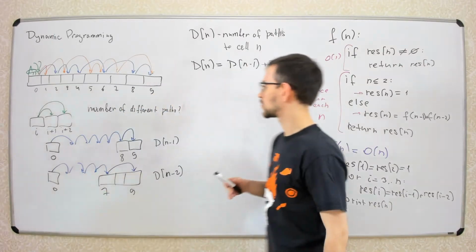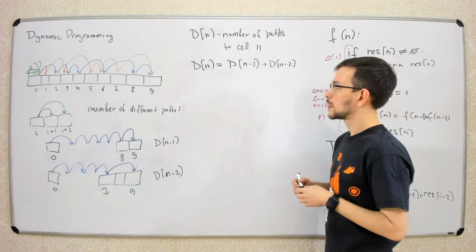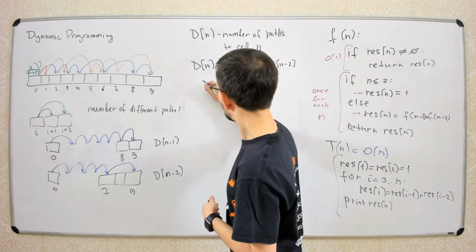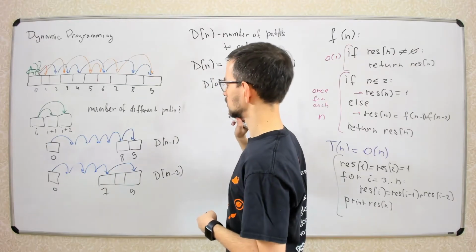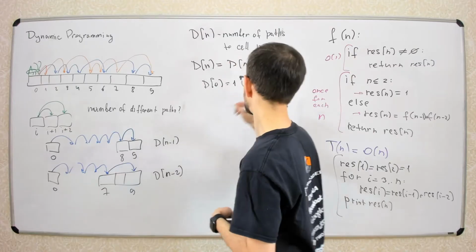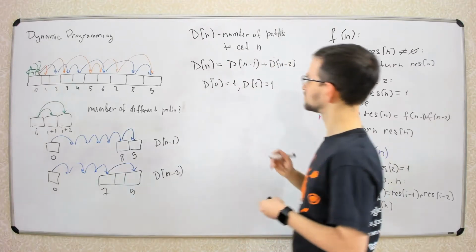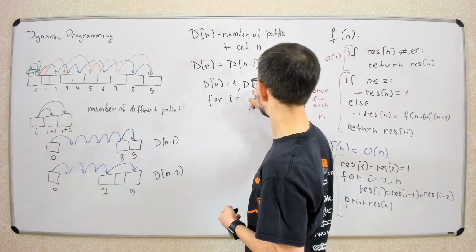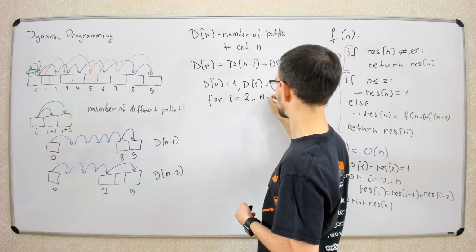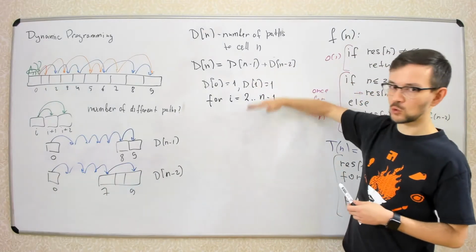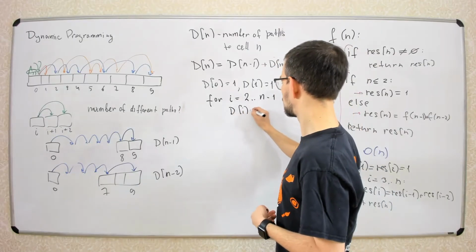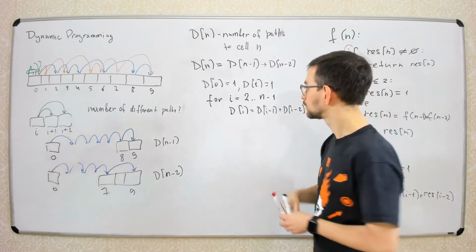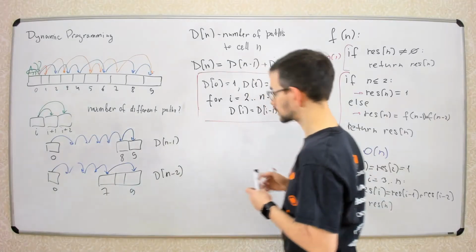Should I write the code? Let's write the code so it will be simple. How to write the code? We calculate the first values just by hand. So let's say d of 0 will be 1, and d of 1 equal to 1. And now we iterate over all values from 2 to n minus 1 and use this formula to calculate the next value of d. This is d of i equal d of i minus 1 plus d of i minus 2. That's the whole program.